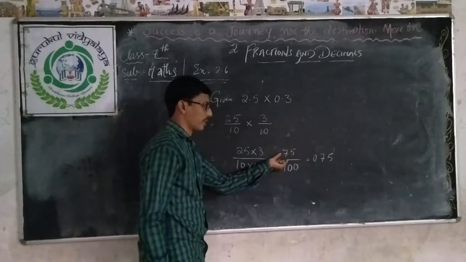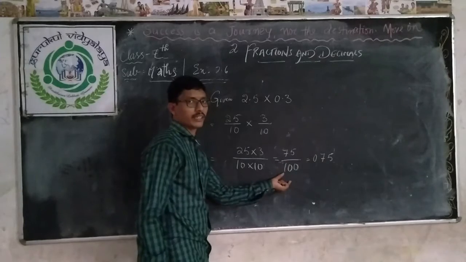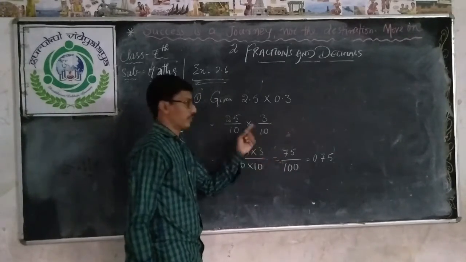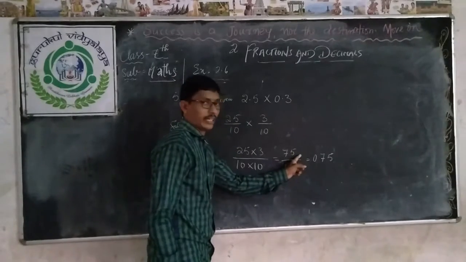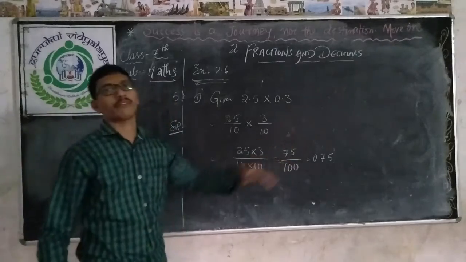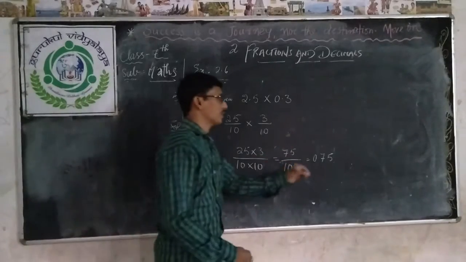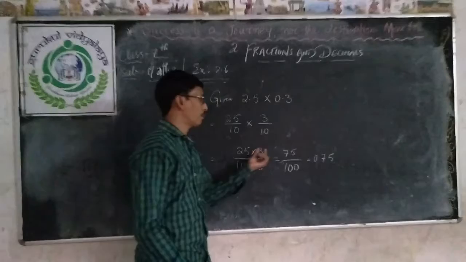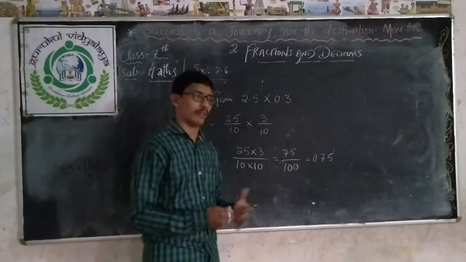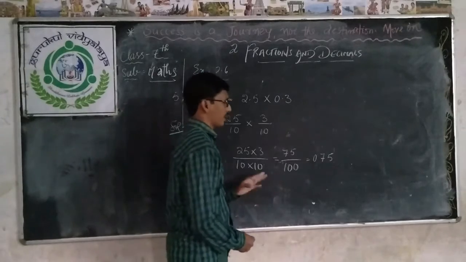But here only 2 digits are there, but here 3 digits are there. So you have to add one more digit, but it should not change the value. If I add the 0 on this side, I keep it this side, what happens? The value will change or not? 75 will become 750. But when I keep the 0 before 75, what happens? 075. The value should not be changed. 075 means 75 only. So 75 by 100.